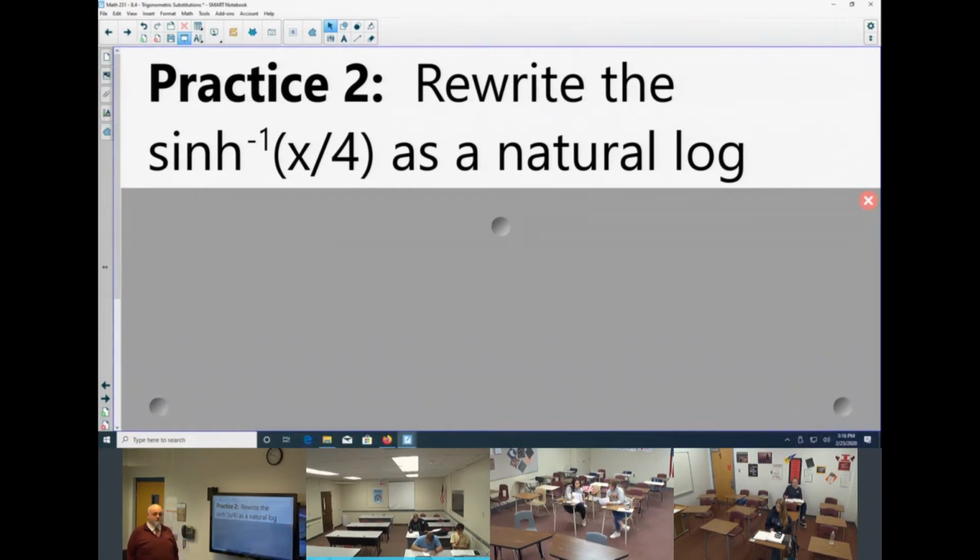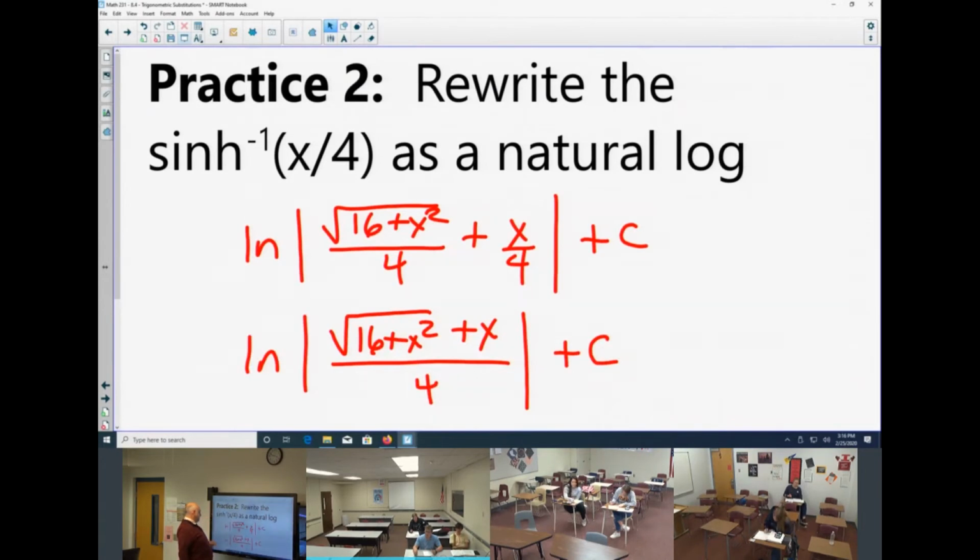I got the natural log of the square root of 60 plus x squared over 4 plus x over 4 plus c. Excellent. Any questions? All right, good.